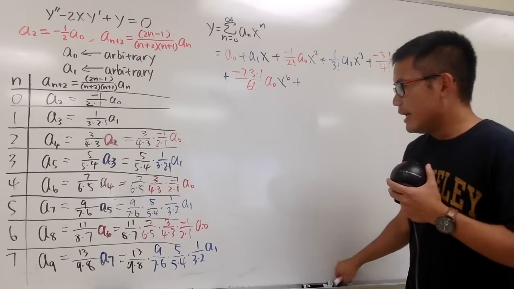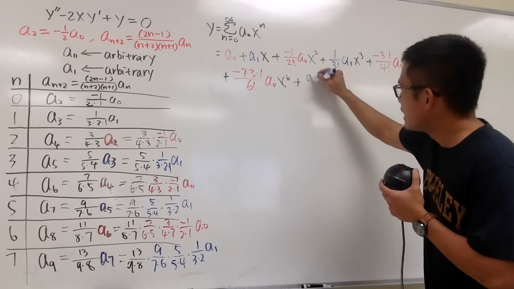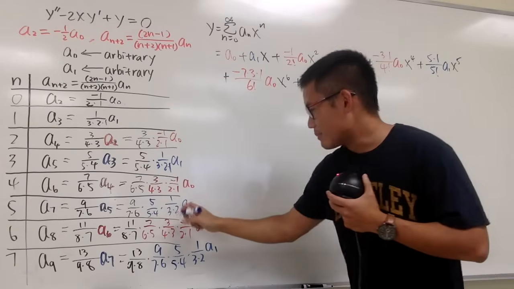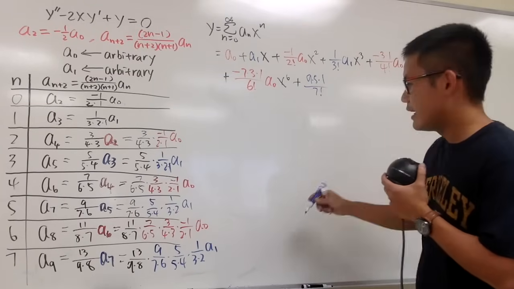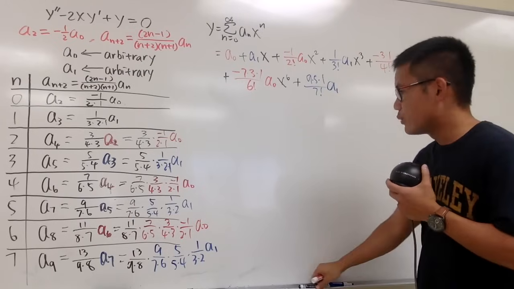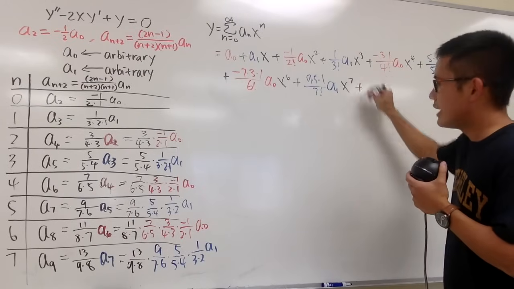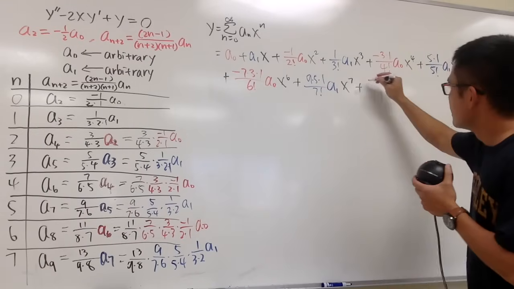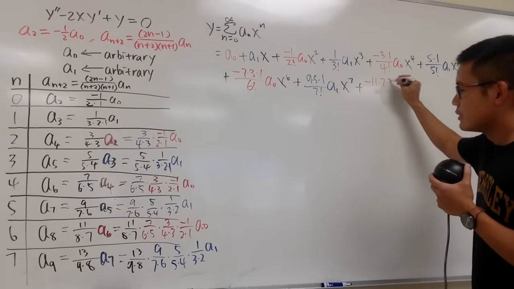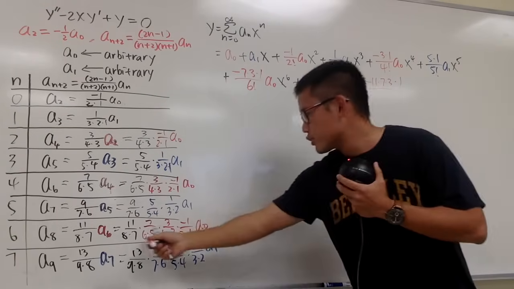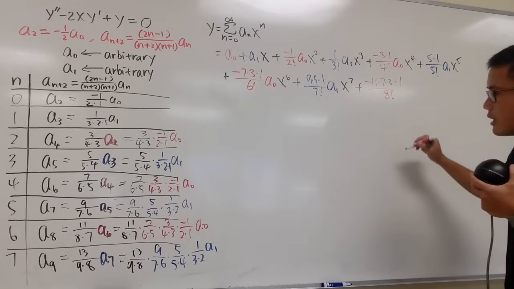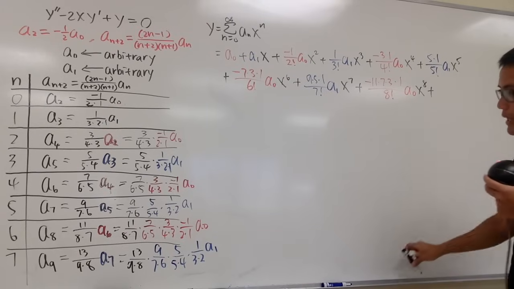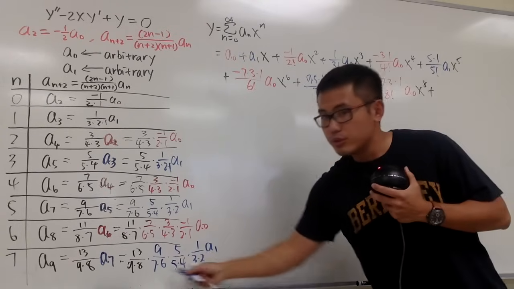Plus A7, which is all that. Let me write it down as 9, 5, 1, multiplying on this on the top, and then down the bottom is pretty much 7 factorial, and then multiply by A1, and then we put down x to the 7th, and then 2 more. Here we have negative all the way in the front, and then 11 times 7 times 3 times 1 over, the bottom is going to be 8 factorial, and then we have the A0, and then this is x to the 8th power, and then lastly we add A9, which is all that.